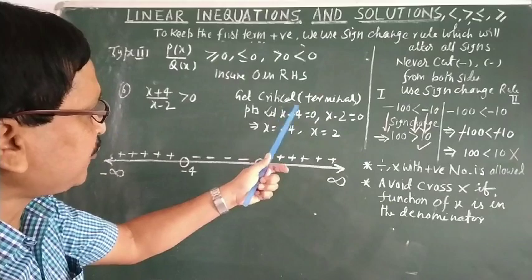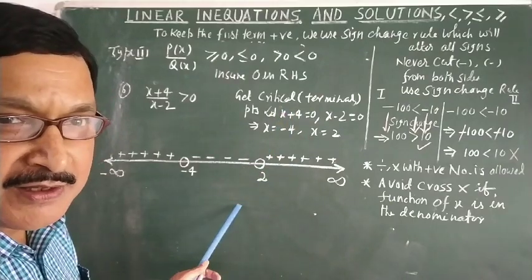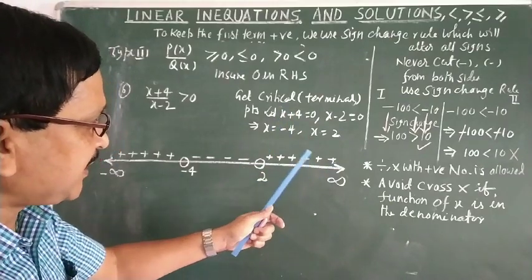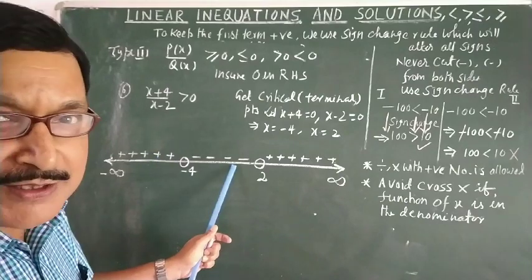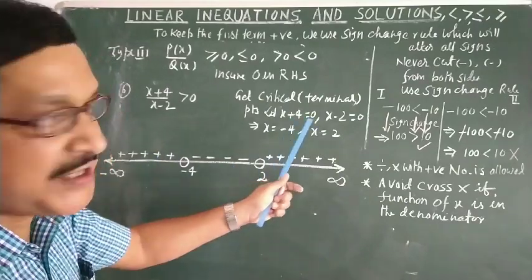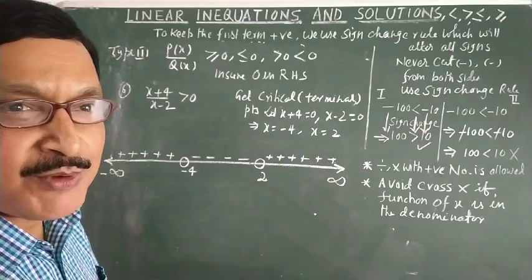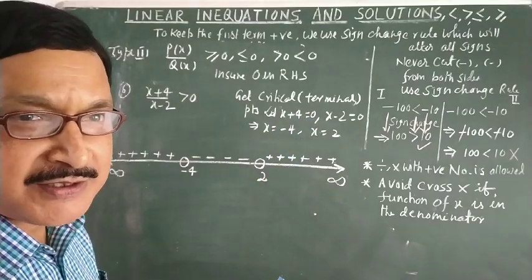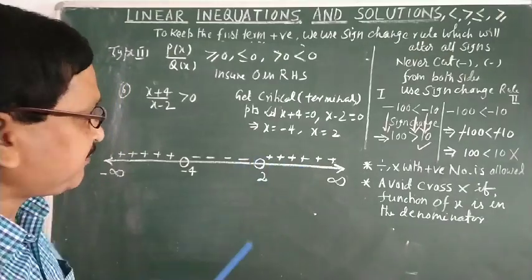After putting the values of the critical points on the number line, always use the permanent sign scheme: plus, minus in between, plus. बीच में माइनस रहेगा, दोनों तरफ प्लस रहेगा. For 2 critical points, you have to study only for 2 critical points. So that's why this is permanent for you.